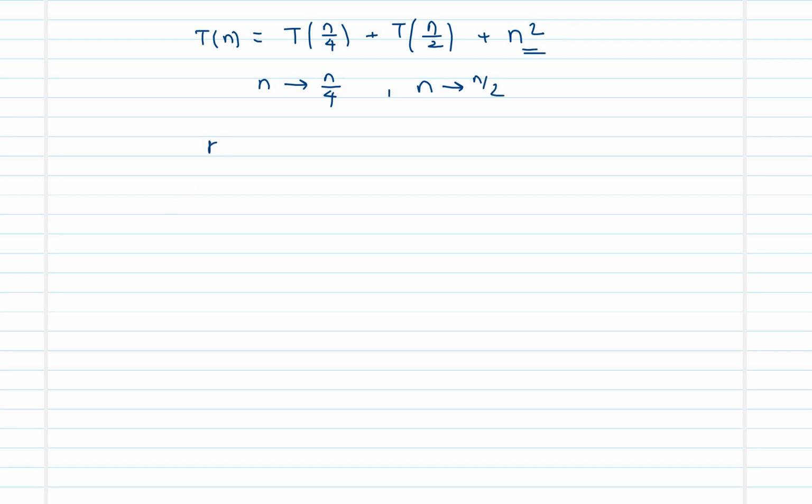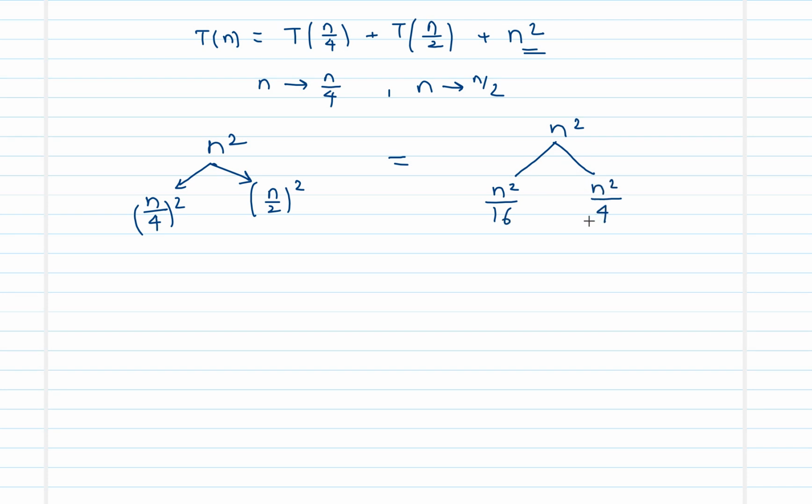Now where will that n square change, you can just check. This n square will be replaced first by n by 4, that is n upon 4 whole square, and at the same stage n is also replaced by n by 2, so we get n upon 2 whole square. So now what did we get? n square, and n square by 16, and n square by 4.